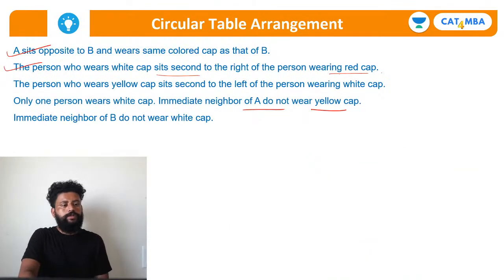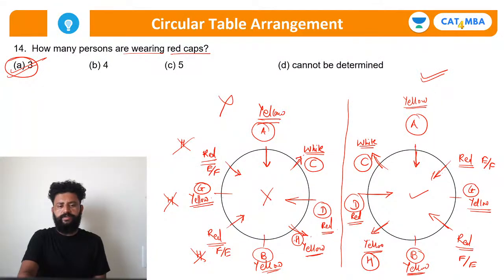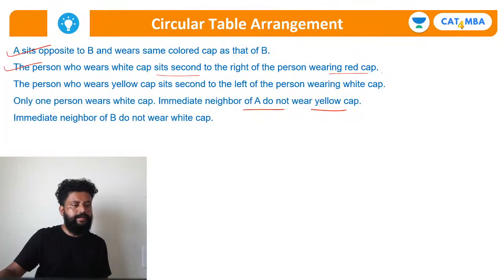From that group. The person who wears yellow cap sits second to the left of the person wearing white cap. White से second left पे yellow आना चाहिए. Now it will be there. White से second left पे yellow आ रहा है. That's completely right. One person that is already there.